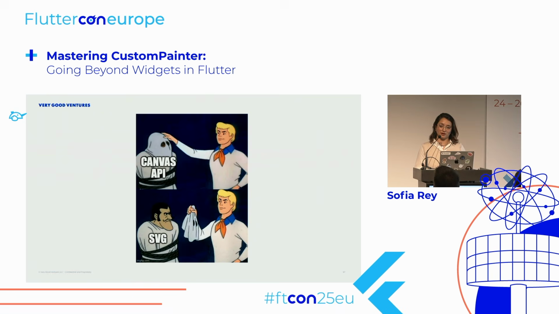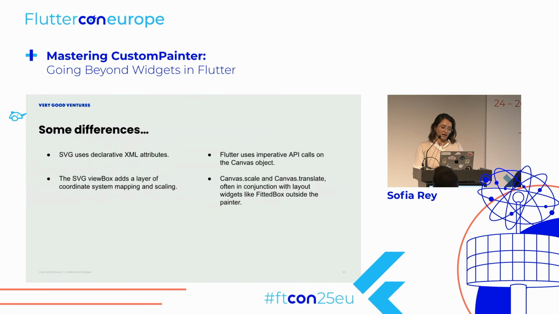Probably the Canvas API from Flutter is based on SVG, as it's been an industry standard for a lot of years now. I do want to mention that there are some differences apart from the fact that one is XML based and the other one is calls to the Canvas API. Also, SVG introduces some complexity differentiating between viewBox and viewport, but you can kind of imitate this behavior in Flutter using canvas scale, translate, or FittedBox. But apart from that, everything is more or less a one-to-one translation.